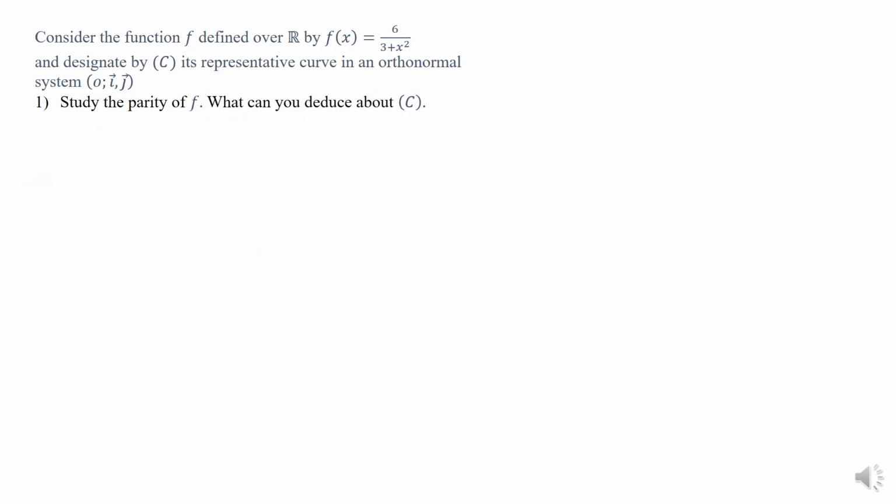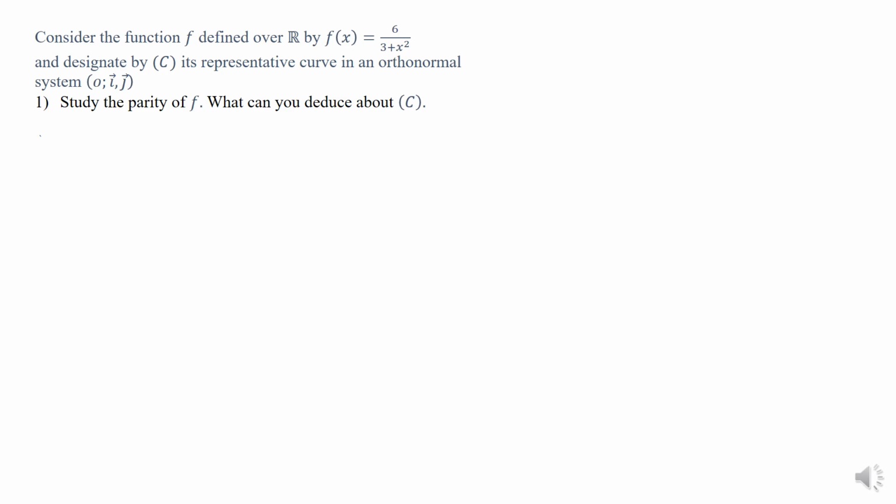Consider f defined over R by f of x equals 6 over 3 plus x squared, and C is its representative curve in an orthonormal system. Part 1, study the parity of f. We mean by the parity if the function is even or odd.